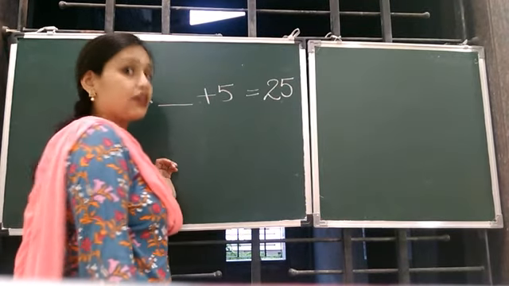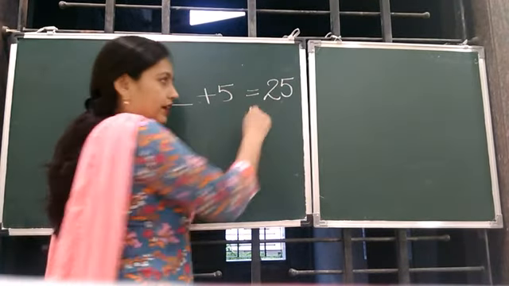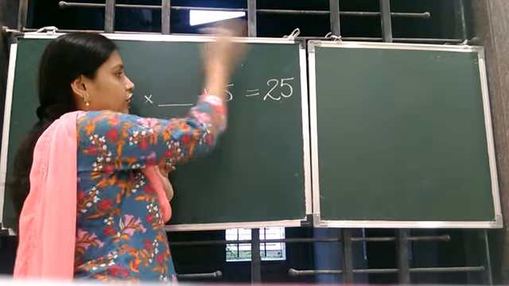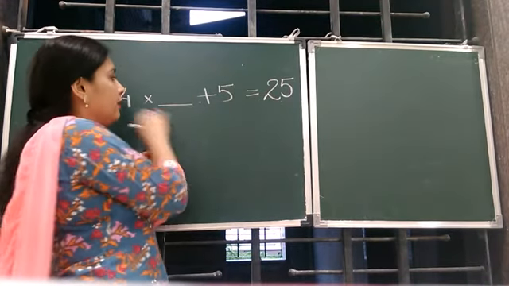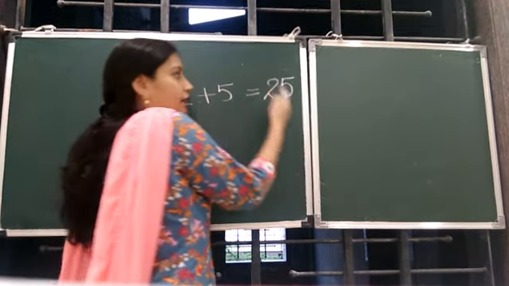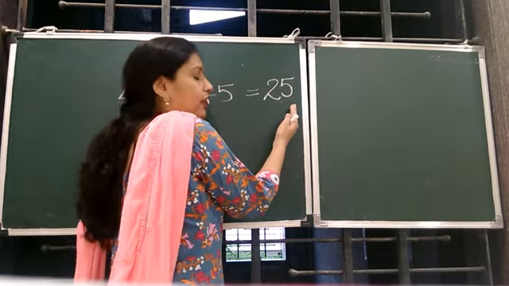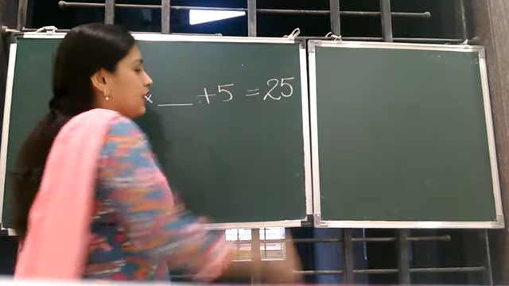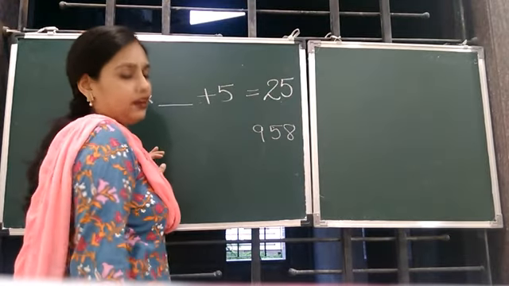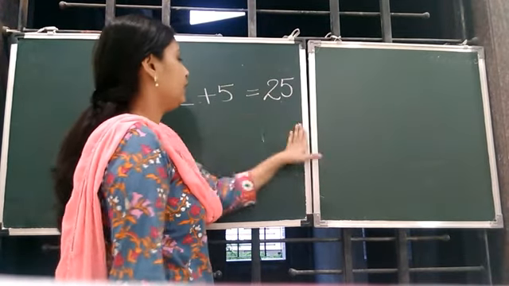Is it difficult? Yes, you might not get the answer this way. So it is very difficult to find any number, then multiply by 4, then add 5, and the total should come out to be 25. This is a small example, but if I give you any other number, suppose 958, then it becomes really difficult.